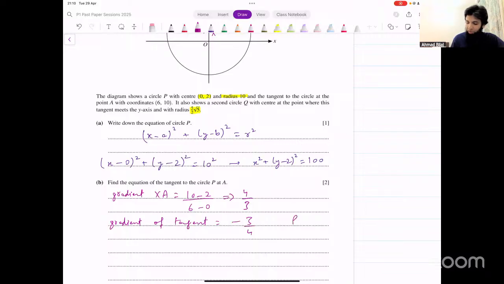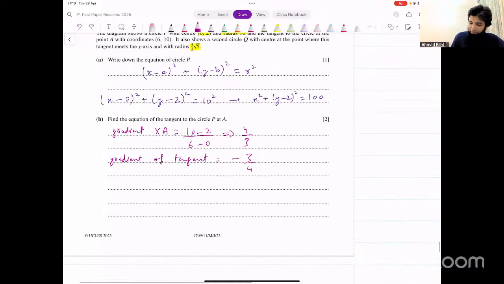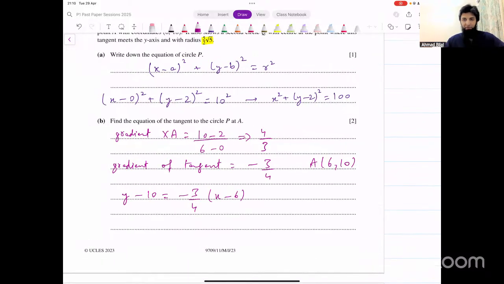We have the point A given that lies on that, that is (6, 10). We can write down the equation. What does the equation turn out to be? y minus y1, y minus 10 equals m, which is minus 3 over 4, into (x minus 6). And that's the equation. You can leave it like this. They have not asked you to give your answer in a specific form, so this is also acceptable. You can do that.